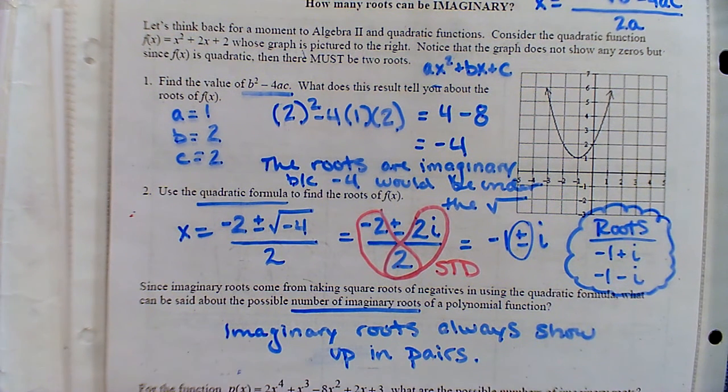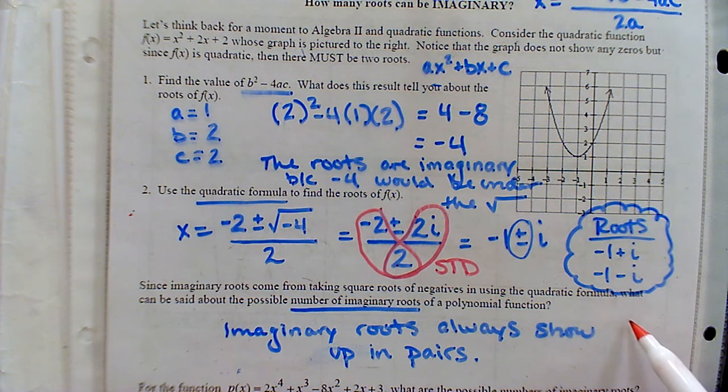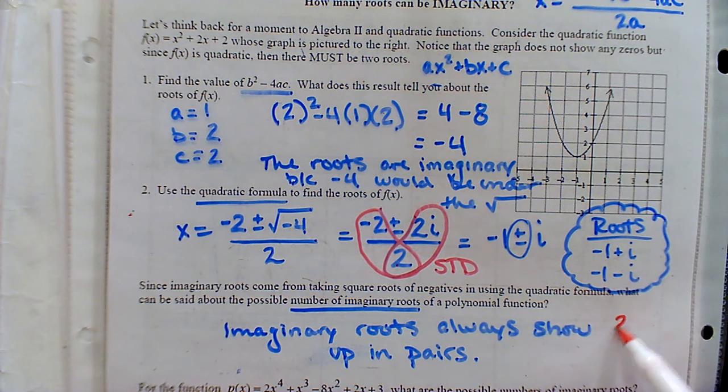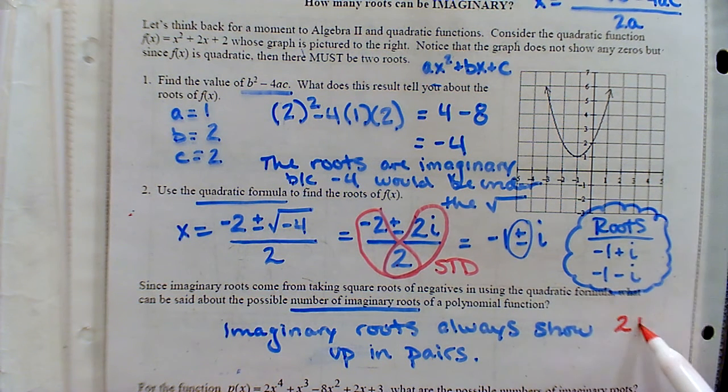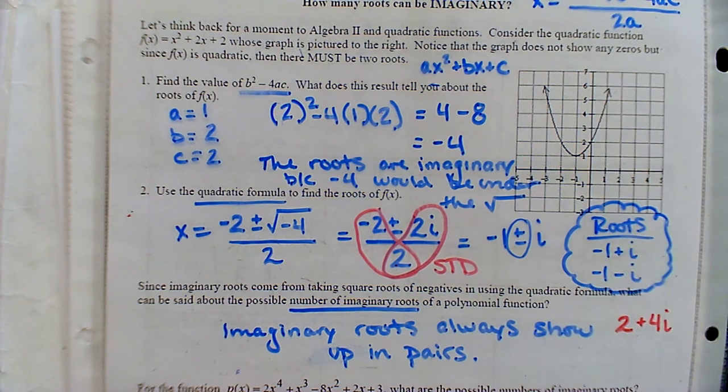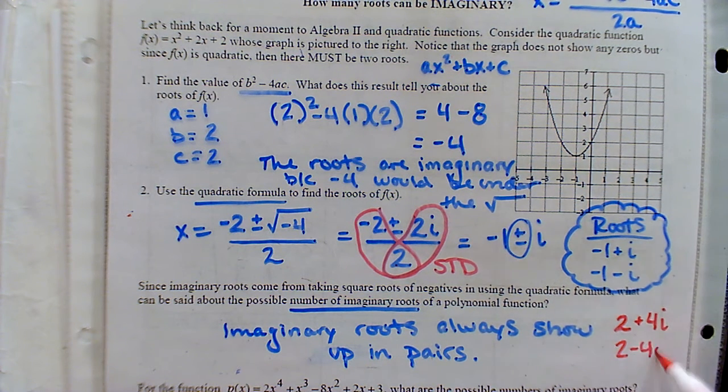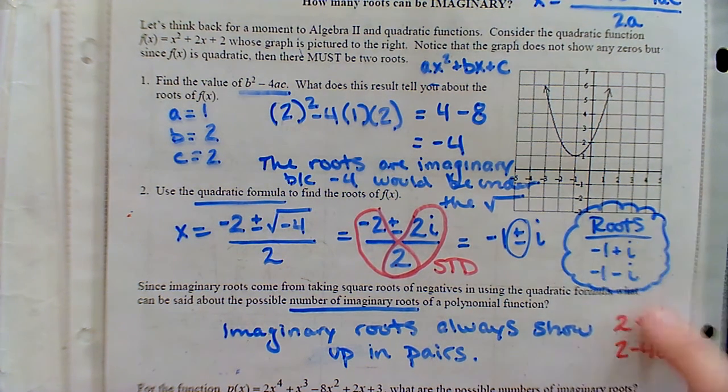Okay. So what I mean by a pair is, notice how you have -1 plus i and -1 minus i. Okay, that would be the two pairs. What if we knew one imaginary x-intercept was 2 plus 4i? What would the pair be? What would the other one look like? Yeah. 2 minus 4i. Good. Okay, so they're going to show up in pairs.